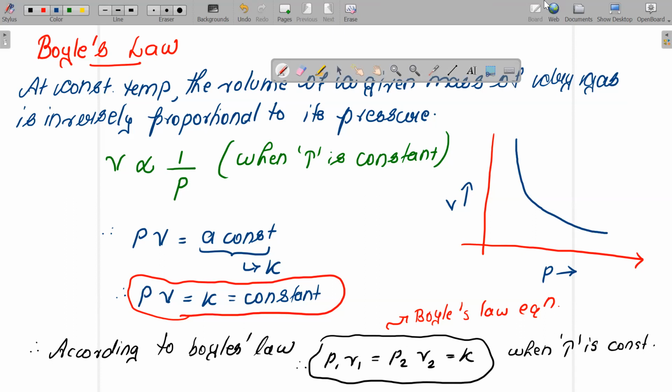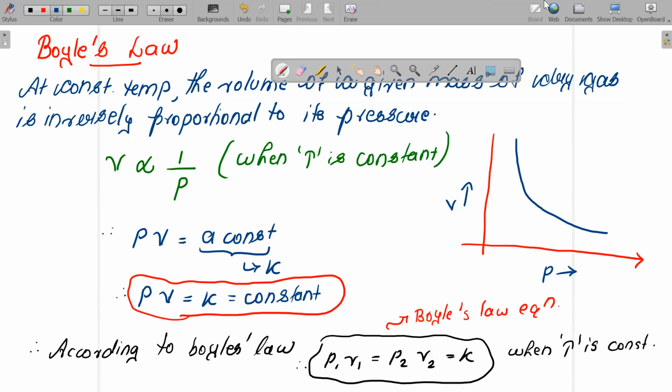Boyle's law is a law which is under one condition, at constant temperature. Under constant temperature, what happens in case of volume and pressure of a gas? We are discussing this relation, shown by Robert Boyle. That equation we call Boyle's equation, and this law we call Boyle's law. What is the statement of this law? At constant temperature, the volume of a given gas is inversely proportional to the pressure of the gas.